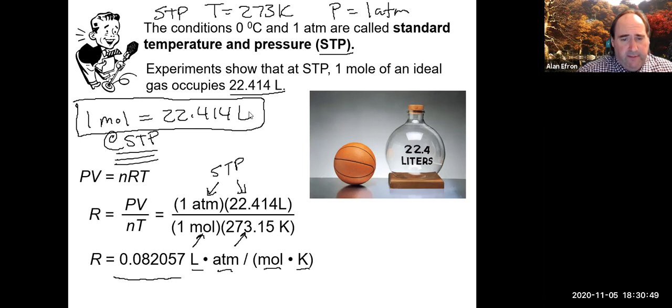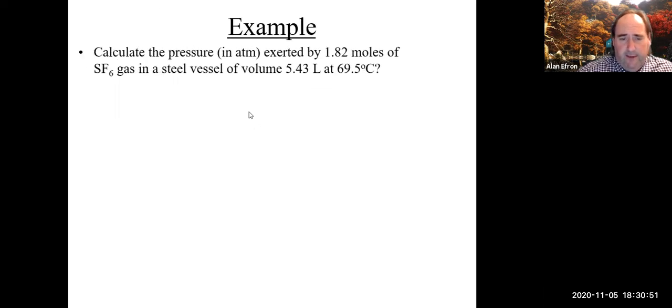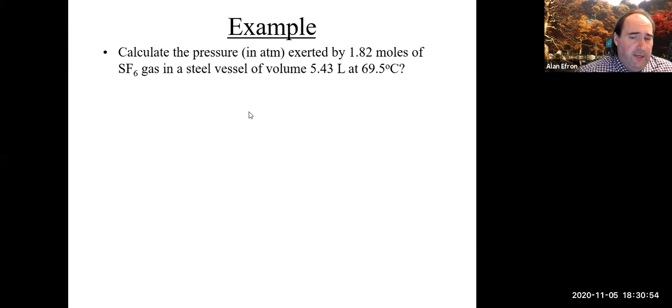So why don't you give this one a go, see what you come up with here. We are looking for the pressure exerted in this situation by 1.82 moles, 5.43 liters, and 69.5 degrees Celsius.